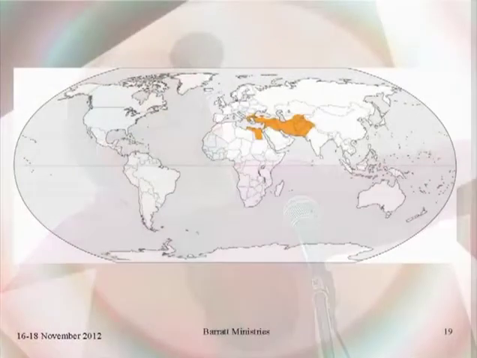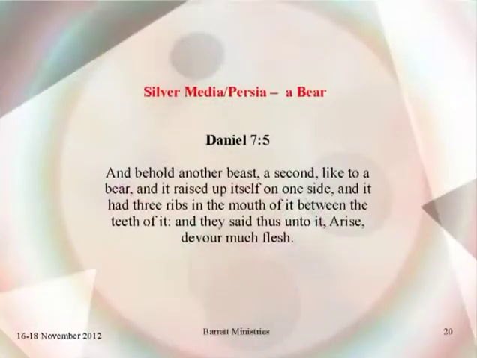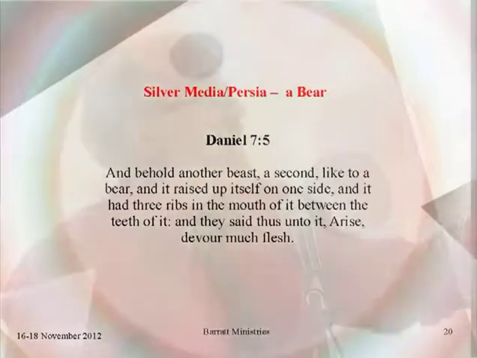So can you see when it started? It's gone quite a lot west, hasn't it, from Ur of the Chaldees, if you can spot it. But anyway, that's Babylon. Okay. Right, the silver. This was Media Persia, a bear. So find out what country calls themselves a bear these days. Another beast, like a bear, raised itself up, all right. So that's a bear. Next one. And that was the Medes and the Persians.